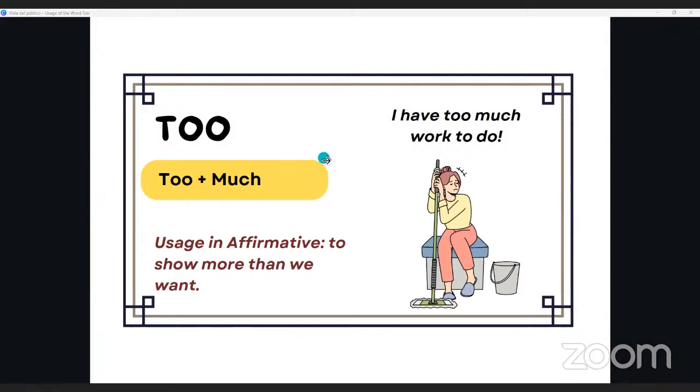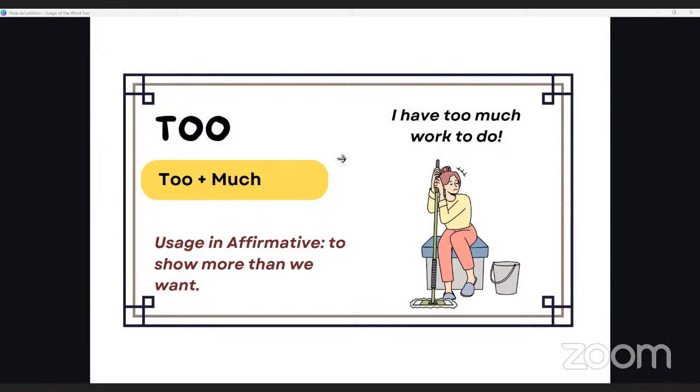Yes. Too plus much, usage in affirmative to show more than we want. I have too much work to do. Very good. So, as you see, one of the words that we'll see today is too.